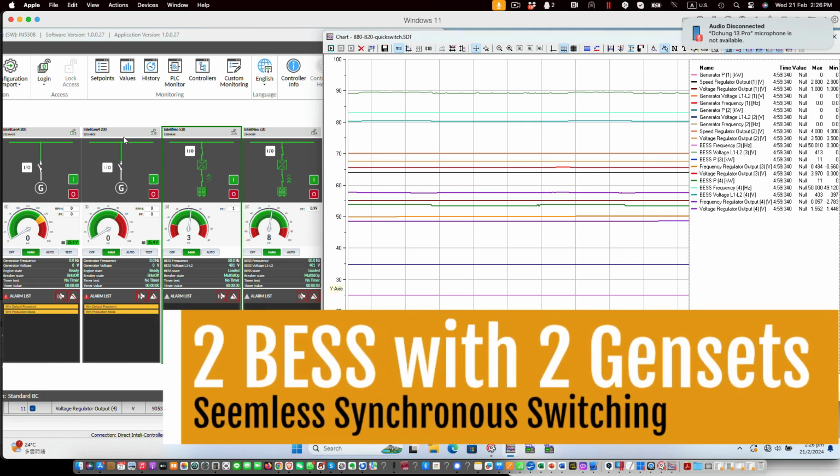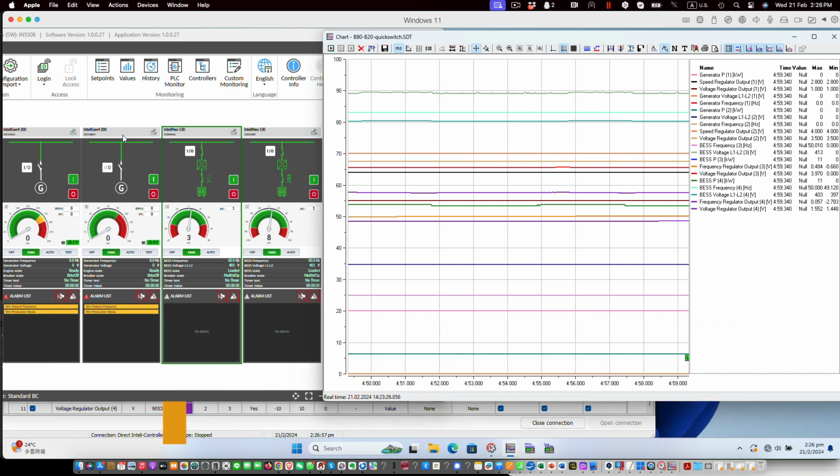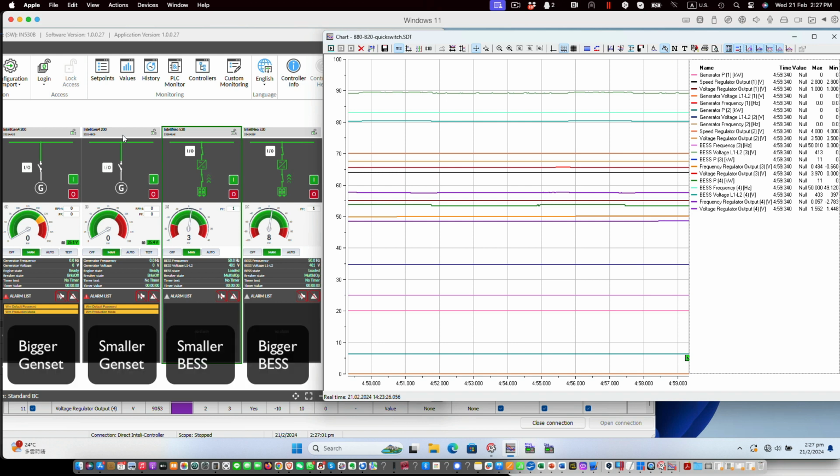Hello, I will be showing you two BESS storage systems with two gensets doing seamless synchronous switching. On the left-hand side of the screen you will see four devices. The two on the left are gensets. The one on the very left is larger. The second one on the right is a slightly smaller genset, about half the size.